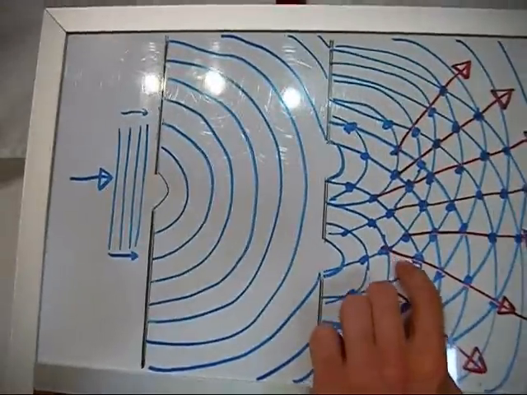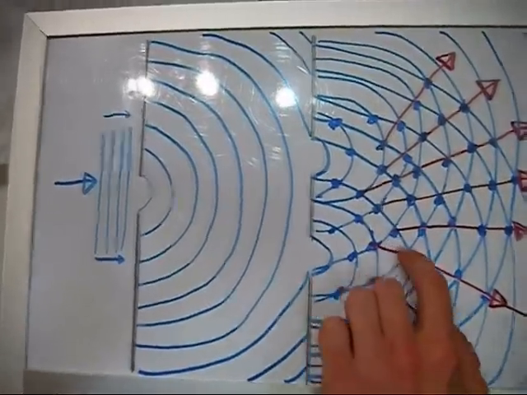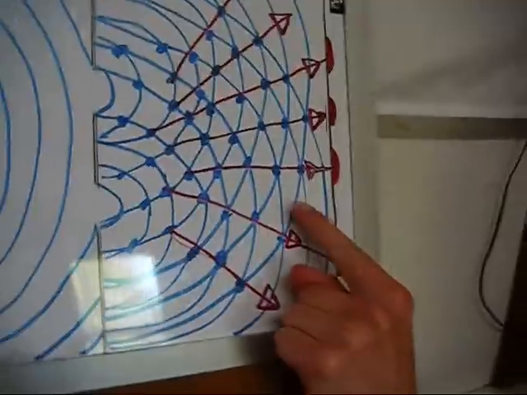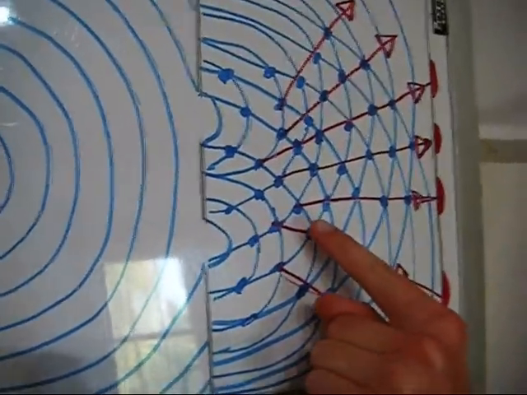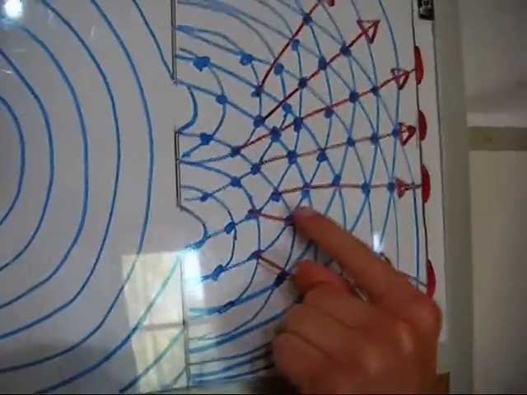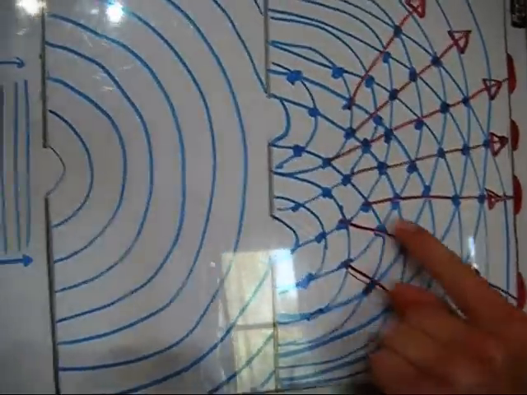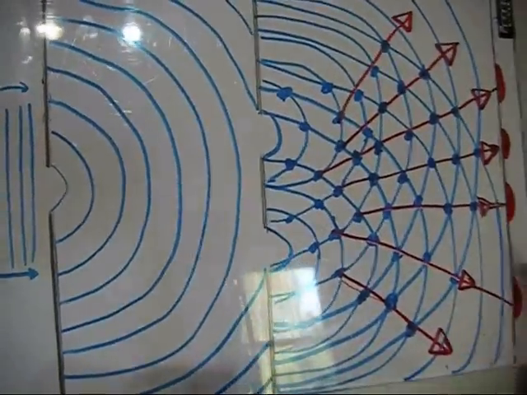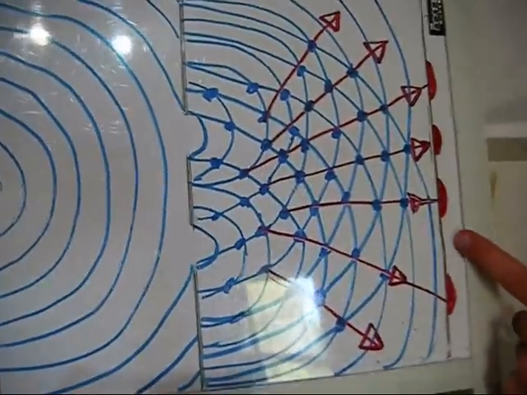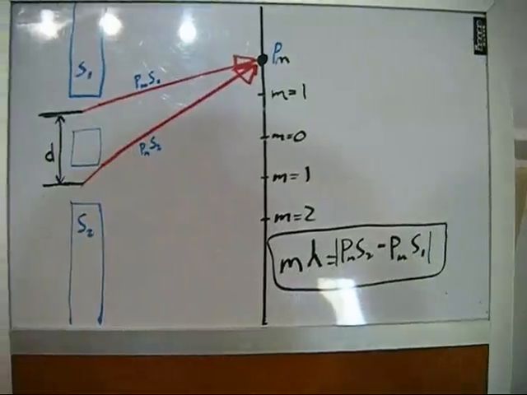Here's where constructive interference took place. Here is where destructive interference will take place. This is where there's no waves at all, and everything cancels out with each other, so there is very little light here.